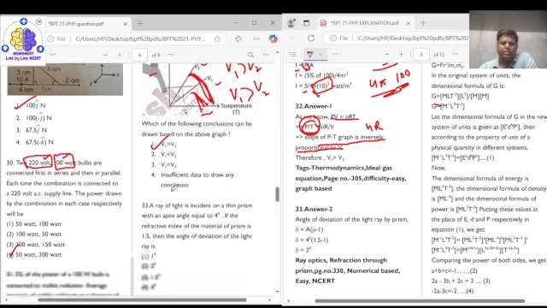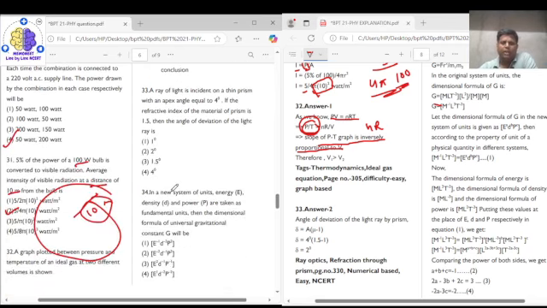Question number 33 says a ray of light is incident on a thin prism with an apex angle of 4 degrees. Now, if the refractive index of the material of the prism is 1.5, then the angle of deviation of the light ray will be.